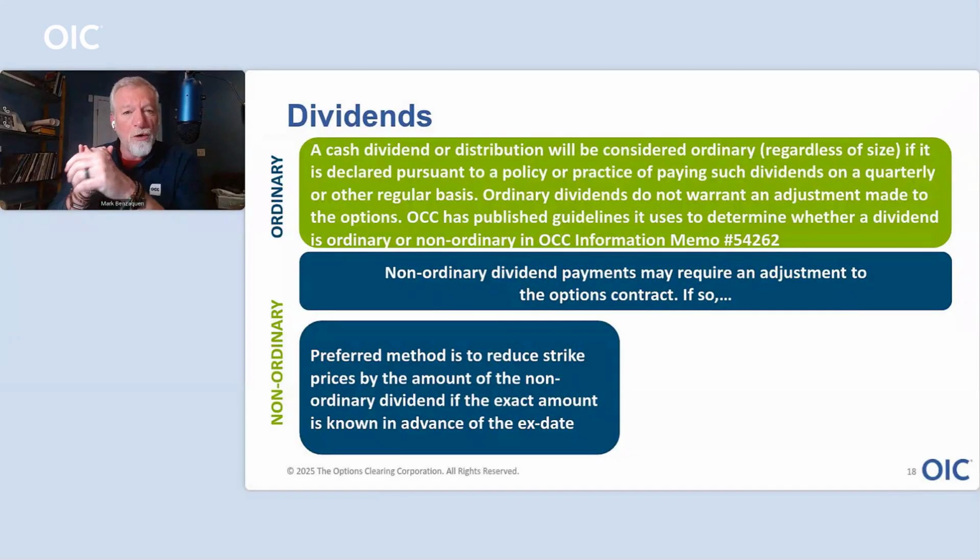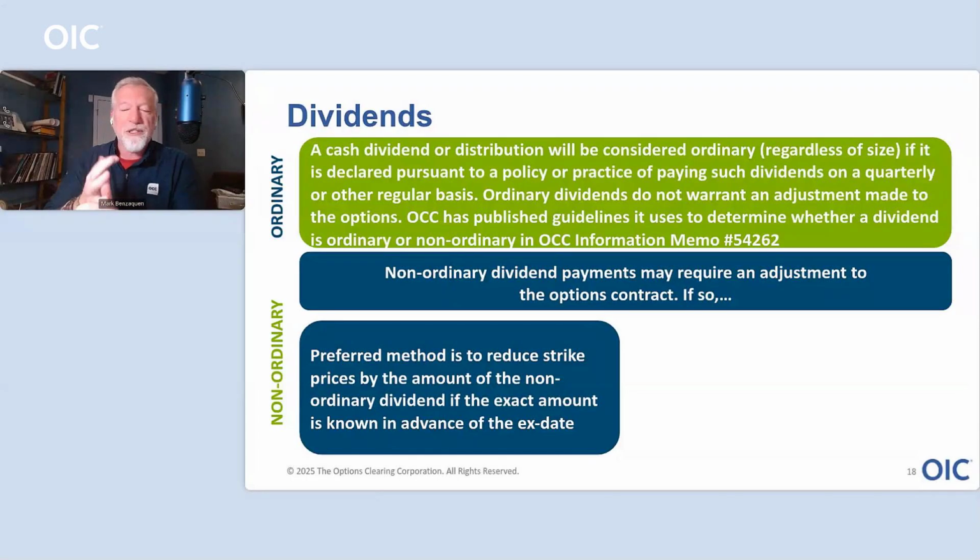That happens when we know the exact amount of the dividend. There is also criteria that must be met. Just because you cannot anticipate the dividend payment, or just because it's not part of an established dividend program, doesn't mean that every non-ordinary dividend requires an adjustment. There are some criteria, outlined in 54262. But assuming that the dividend qualifies for an adjustment, the preferred method is to simply reduce the strike price.